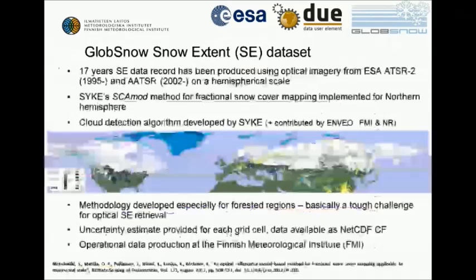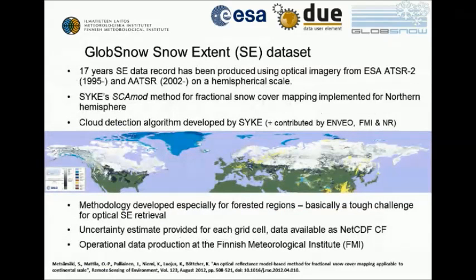Okay, I will briefly present the snow extent dataset, which is coming from the optical sensors. So we're using ESA ATSR2 and AATSR to generate the snow fraction of snow extent for the Northern Hemisphere. It utilizes a method which was developed originally for the boreal forest zone, and it has been developed to function throughout the Northern Hemisphere. And there's also a new cloud detection algorithm that was developed for this product.